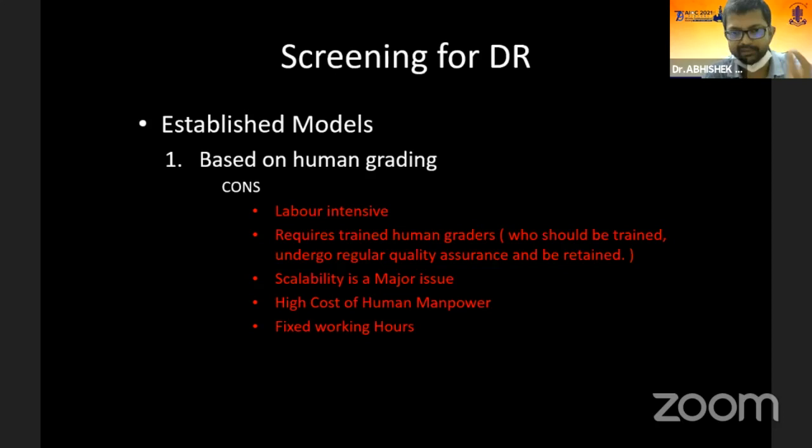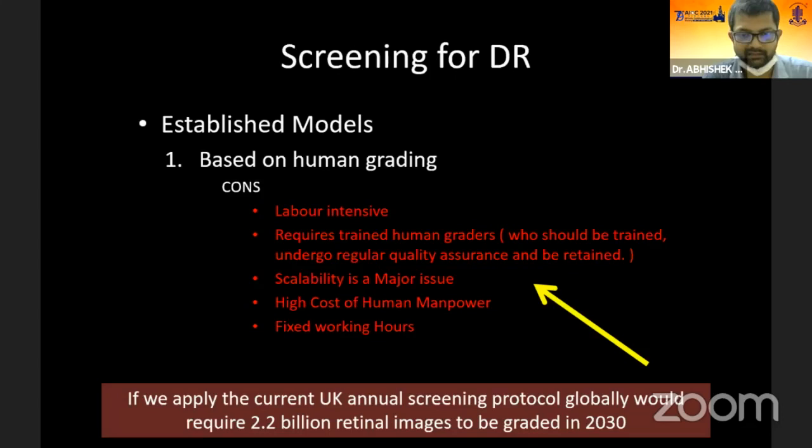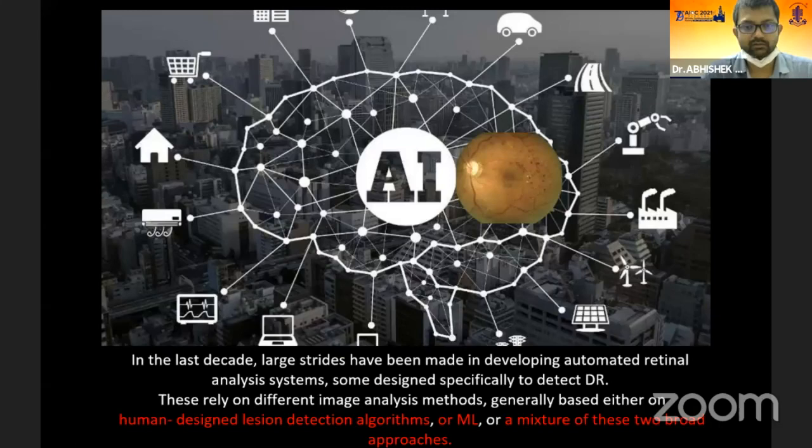So if we apply the current UK annual screening protocol globally, we would require at least 2.2 billion retinal images to be screened or graded in 2013. So here comes the role of AI. In the last decade, large strides have been made in developing automated retinal image analysis systems, some designed specifically to detect DR. These rely on different image analysis methods, generally based either on human designed lesion detection algorithms or machine learning, or a mixture of these two broad approaches.